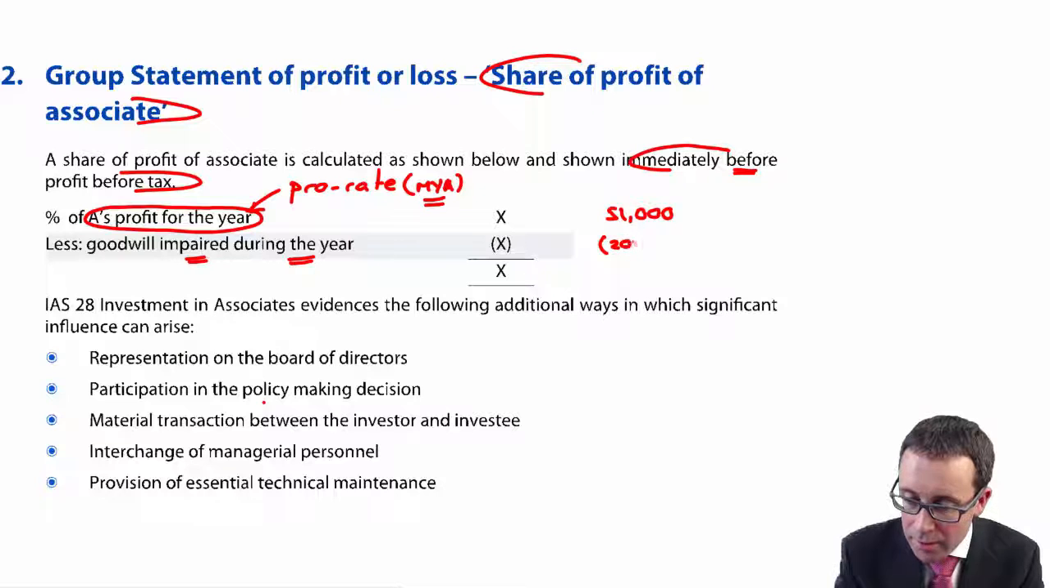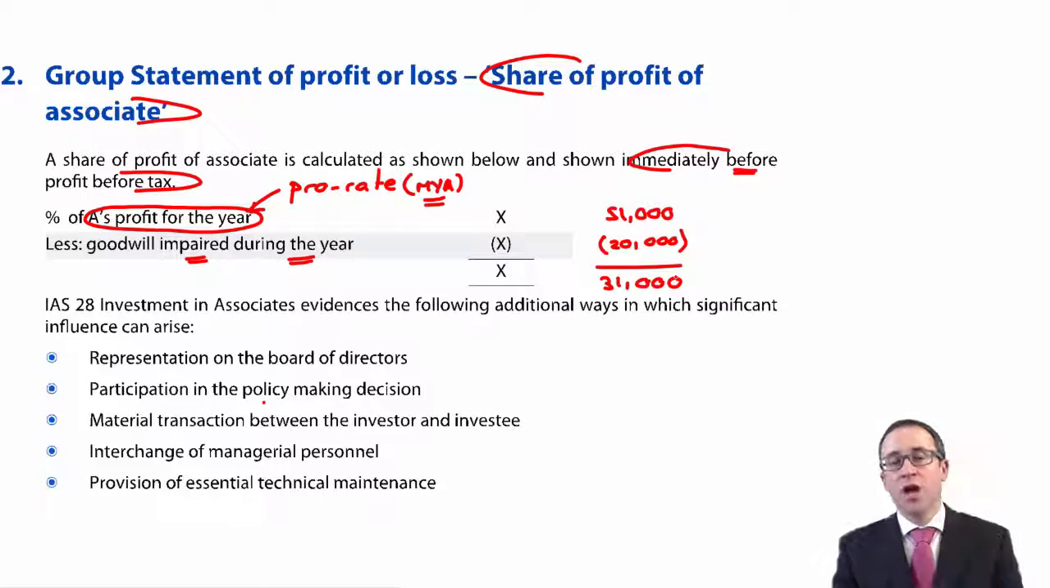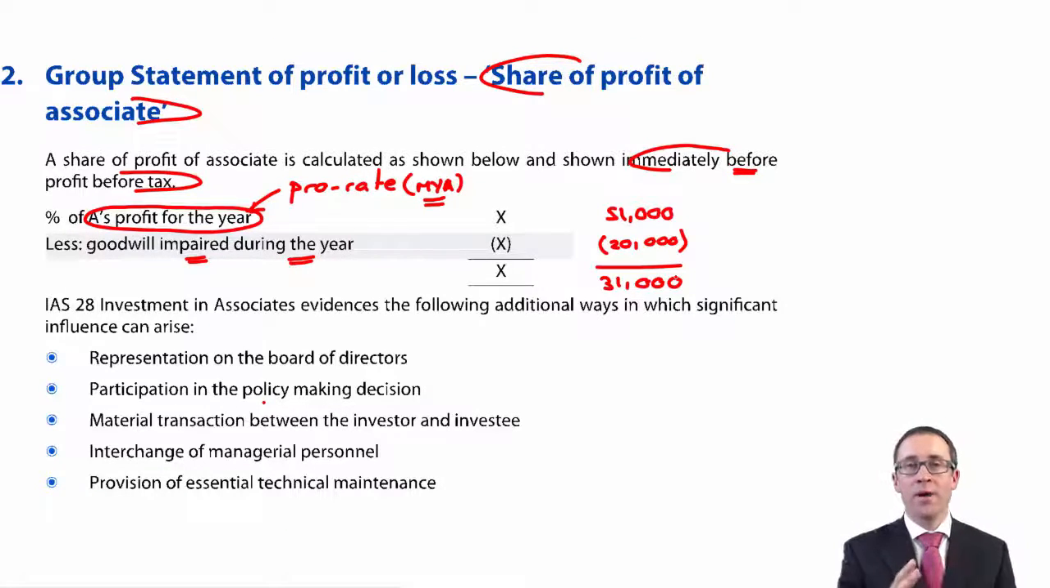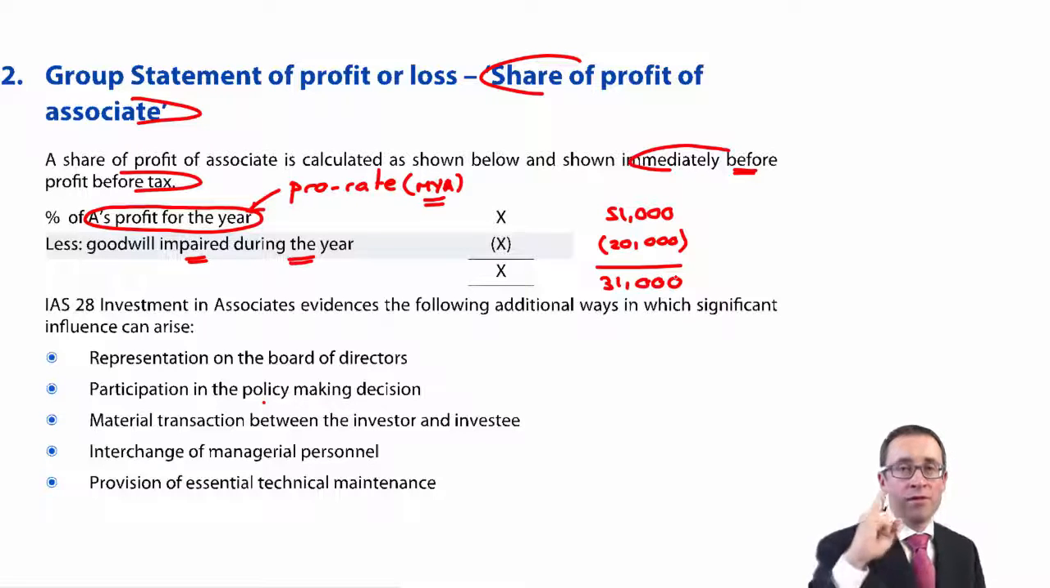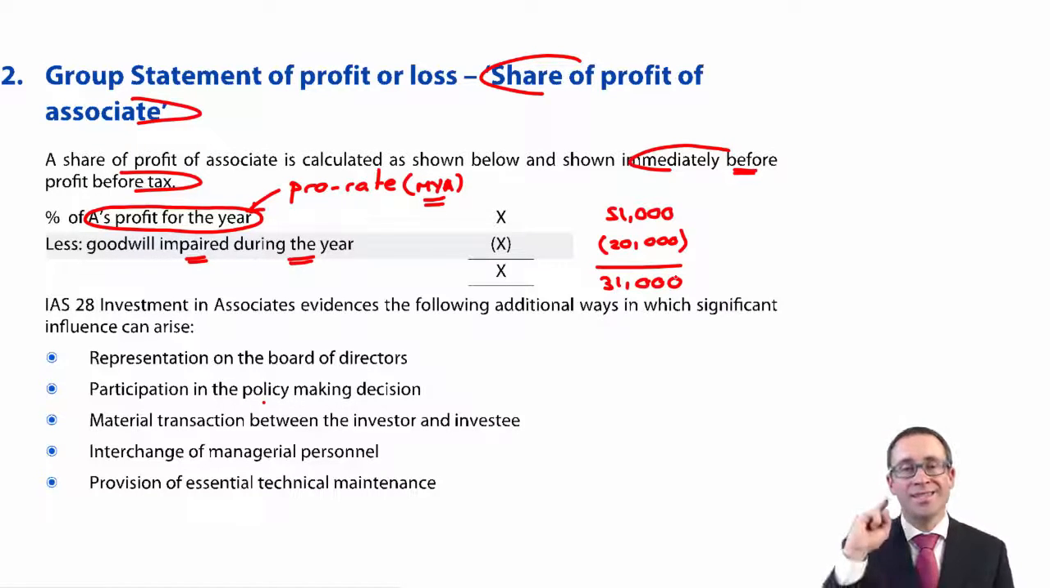The impairment was there, was it at 20,000? So there will be one line item in profit or loss that says share of profit of associates at $31,000. Okay, that's it. Again, with the impairment, first of all, make sure that it's the impairment for the calendar year, and secondly, don't take the 30% share of it. The impairment is already given to you based upon your percentage holding.